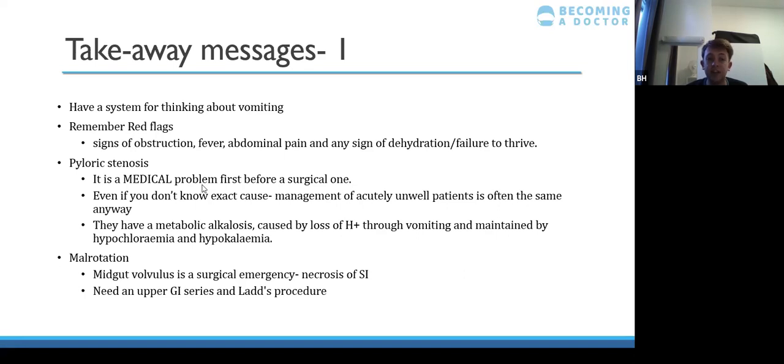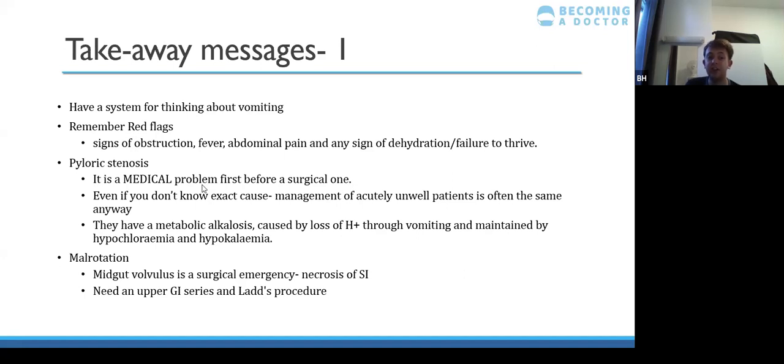In terms of pyloric stenosis, remember it's a medical problem. Lots of weird electrolyte stuff we've talked about. Even if you don't know the exact cause, manage the acutely unwell patient with fluid boluses. They have metabolic alkalosis, which is maintained by hypochloremia and hypokalemia. To correct the metabolic alkalosis, we need to replace the chloride and replace the potassium. And that's before any kind of surgical intervention.